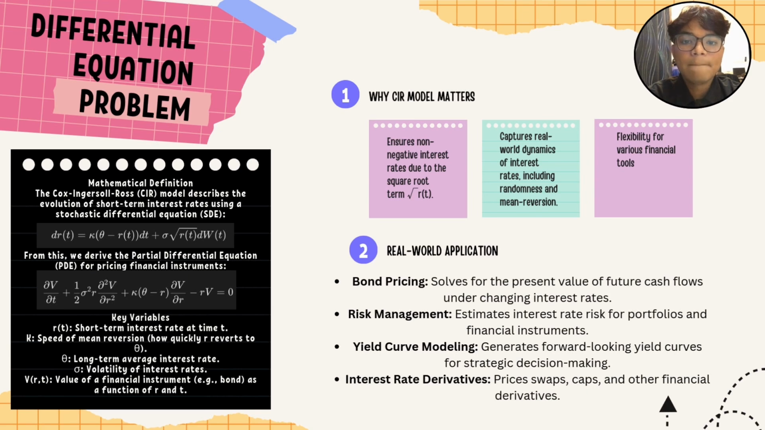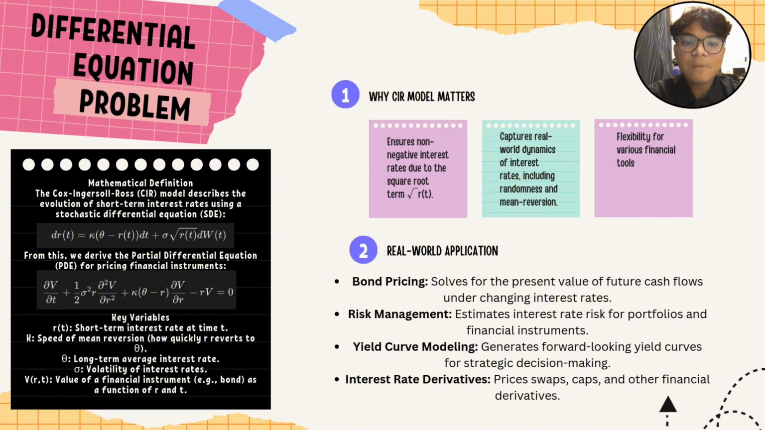The first one is bond pricing. For zero coupon bonds, the CIR model helps calculate the present value of cash flow based on dynamic interest rates. Next is risk management. Banks use it to estimate how sensitive their portfolios are to changes in interest rates. Next is yield curve modeling. By calibrating the model to current market data, banks can generate a forward-looking yield curve, which is essential for decision making. Lastly is derivative pricing. The model is also applied in pricing interest rate derivatives like caps, floors, and swaps.